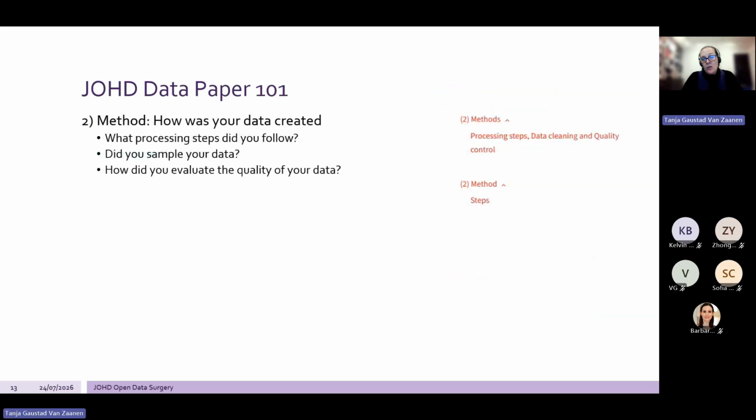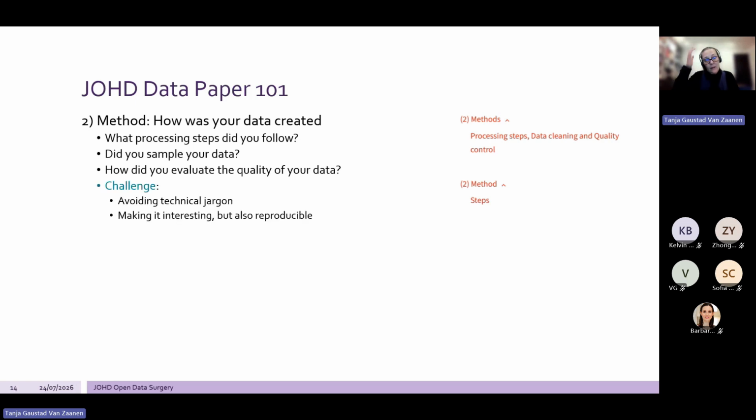Then the second section is going to be your method section. How did you actually create your data? So you have to ask yourself questions like, what processing steps did I follow? Did I sample my data? How did I evaluate the quality of my data? And other things in the same train of thought.